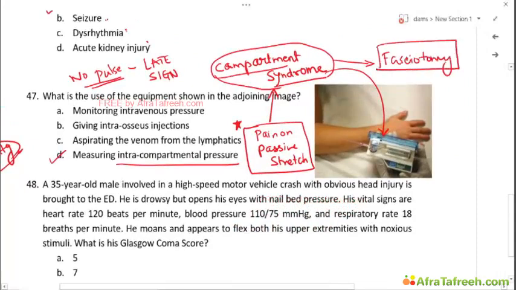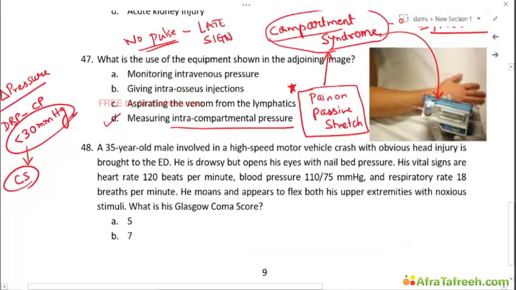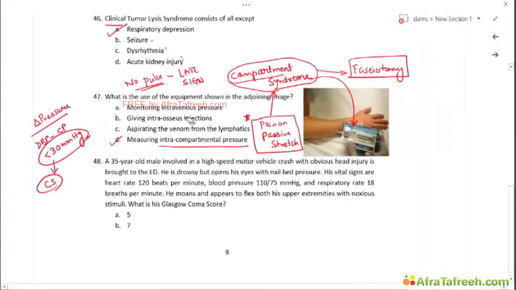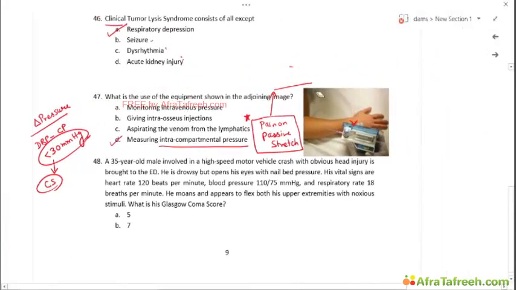And emergent fasciotomy is important to protect the viability of the neurovascular bundle as well as the muscles. Okay. So this is about the Stryker device and compartment syndrome.